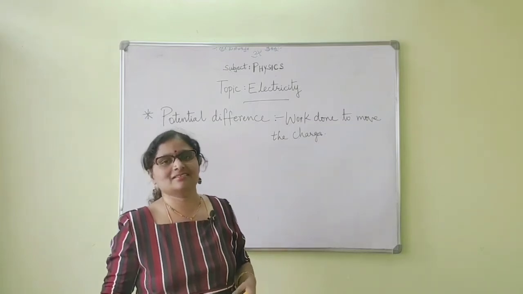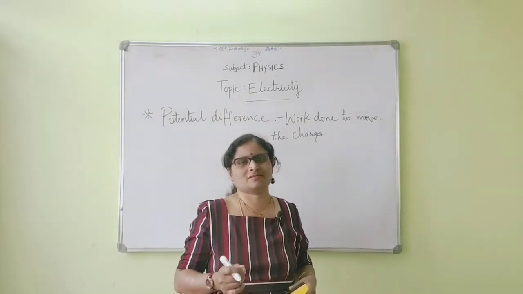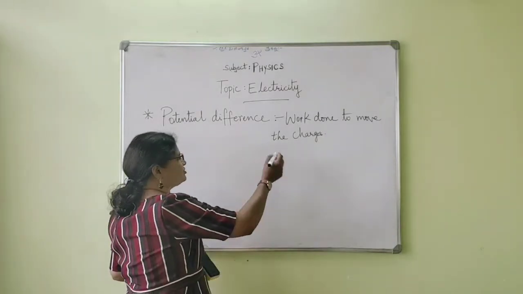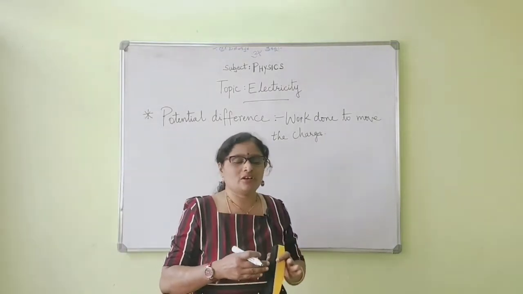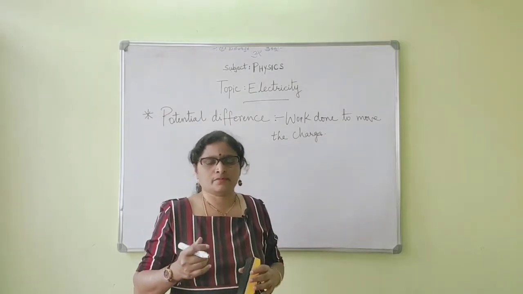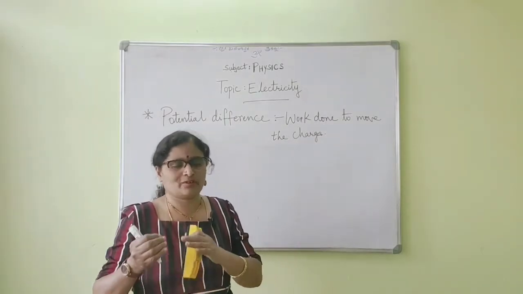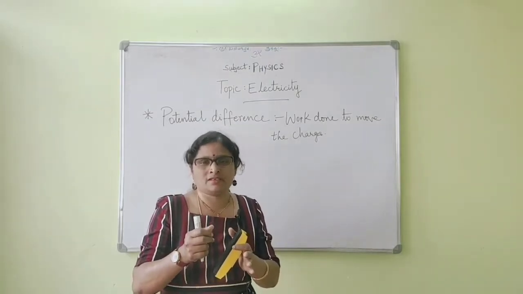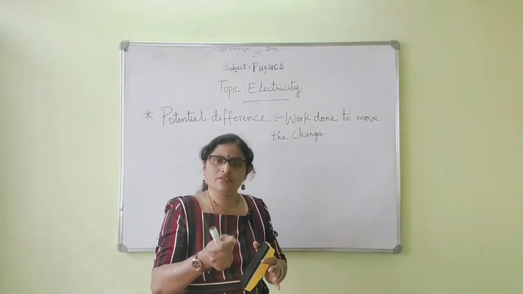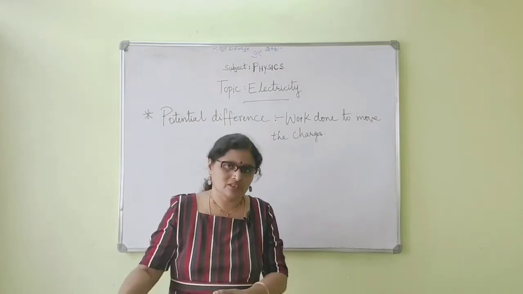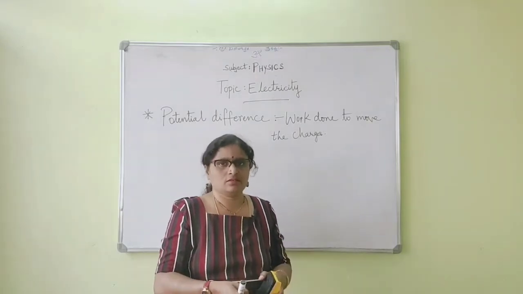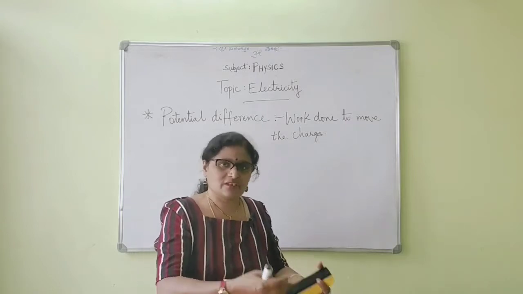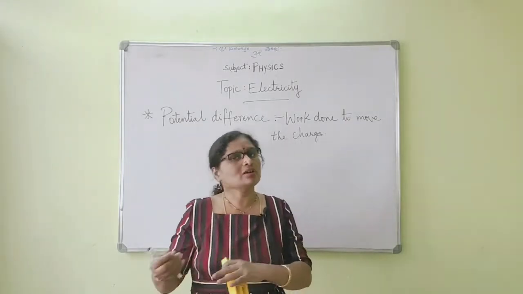Now let us understand the definition of potential difference. What is potential difference? It is the work done to move the charges from one point to other point in the circuit. Basically when the charges have to move from one point to other point, it needs some work. So for example, if we are moving an object from one point to other point, some work has to be done. So when we do some work only, we are spending some energy and we are able to move the object from one point to other point.